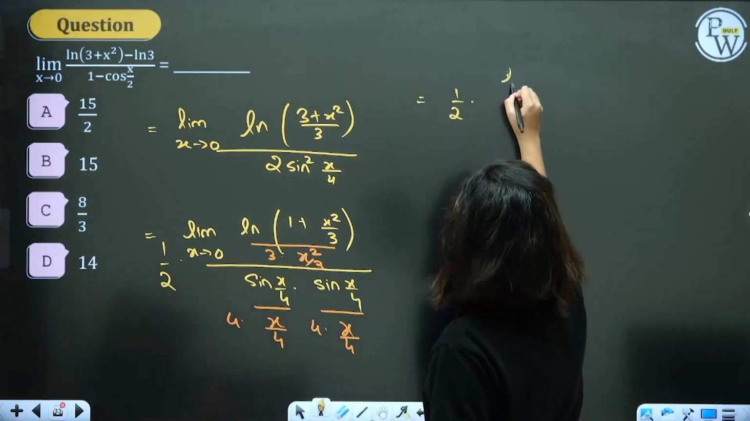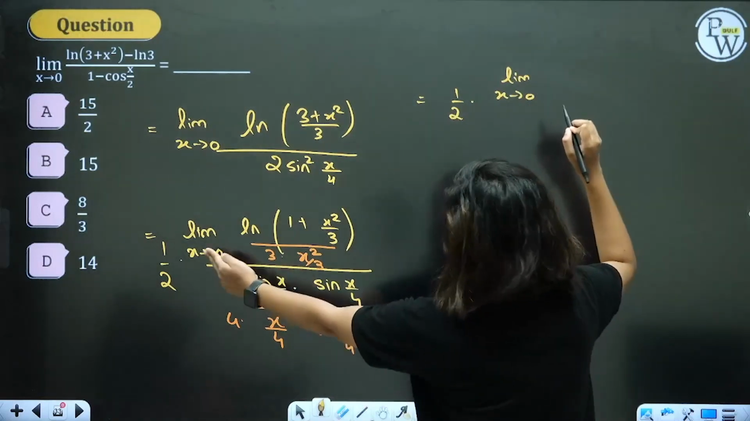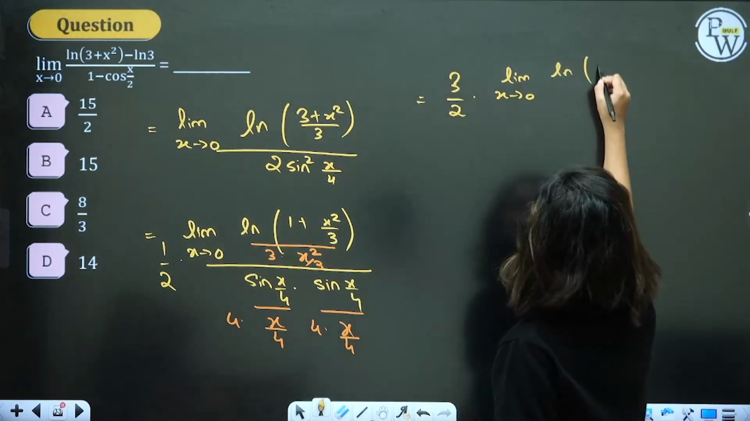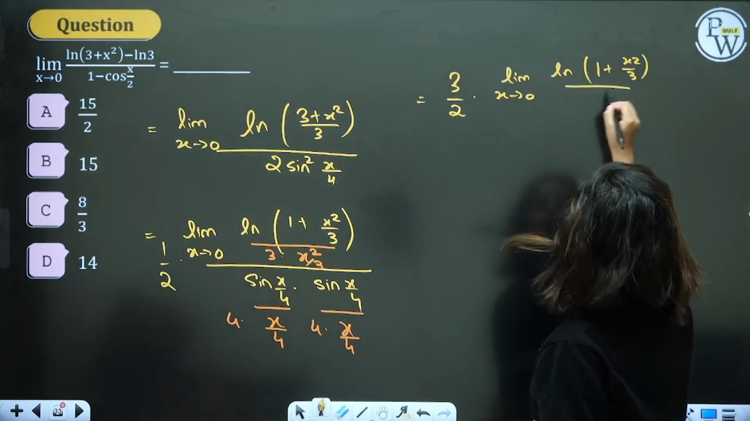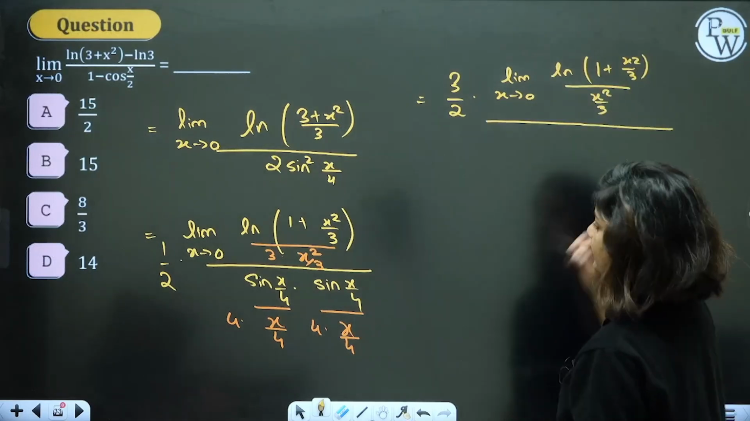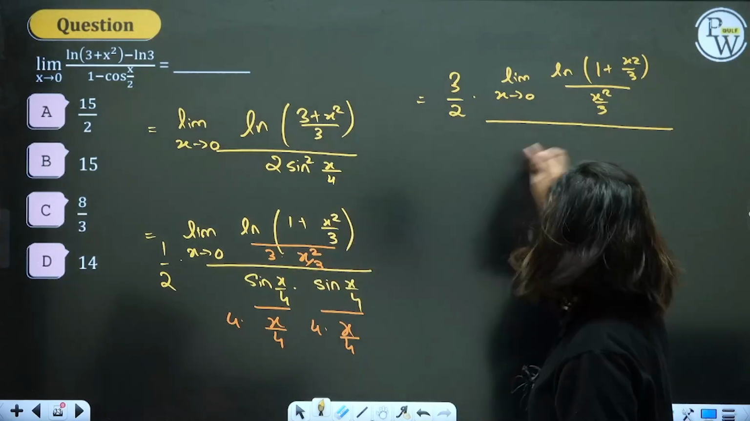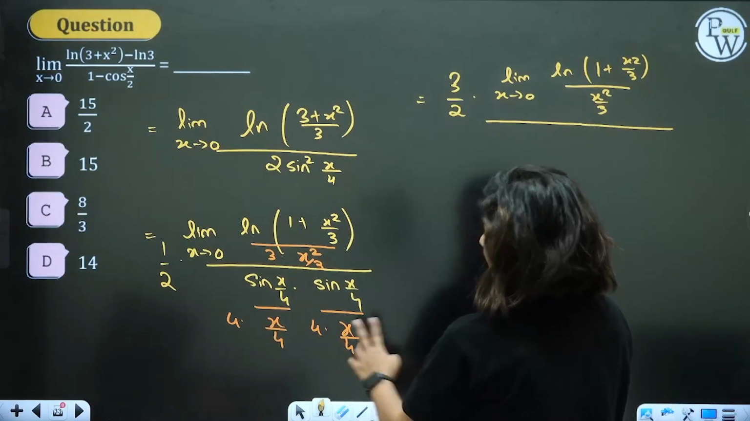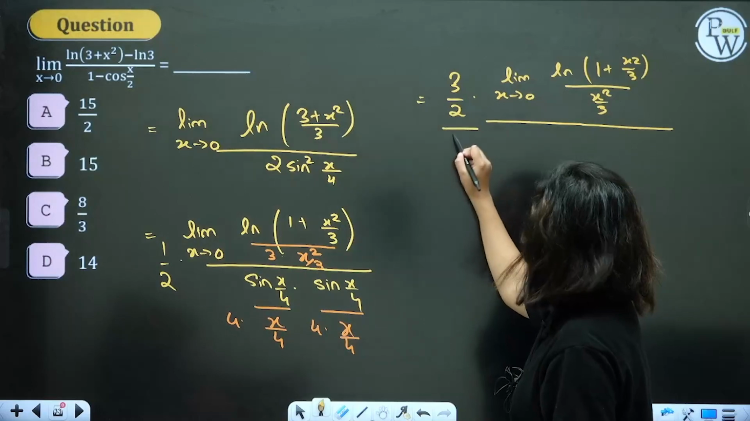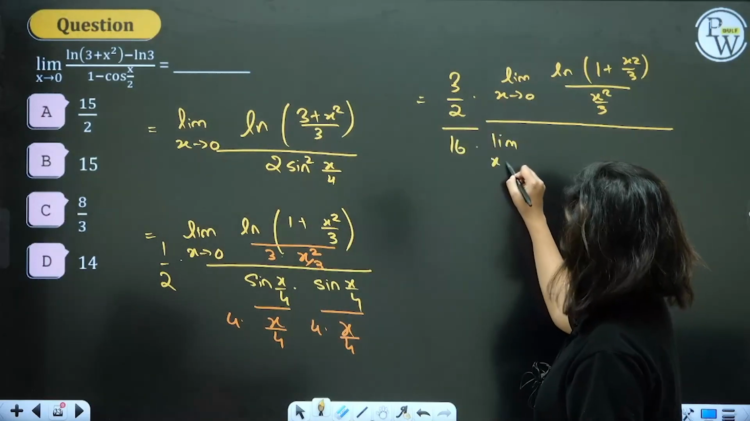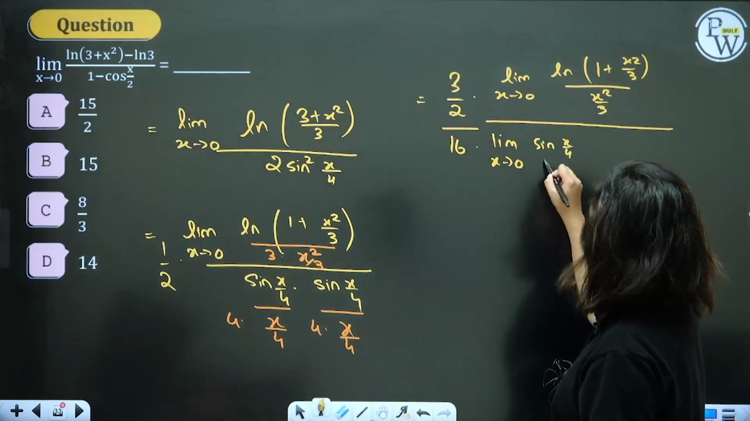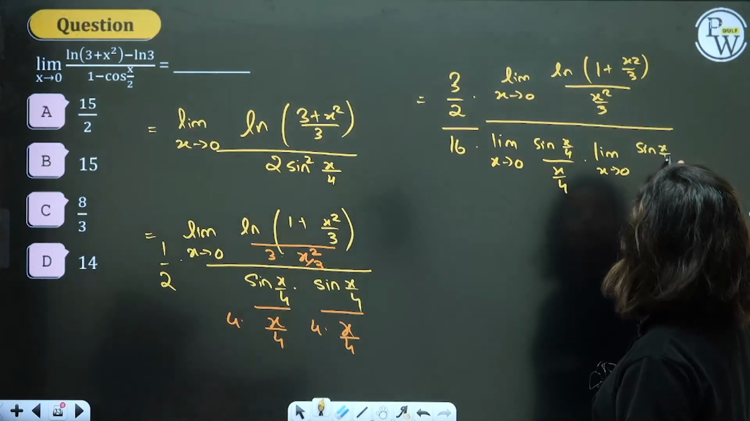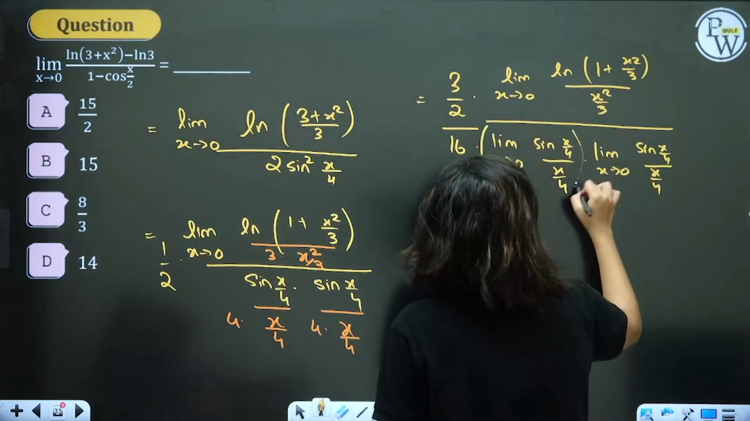1 by 2 is there. Numerator checks out very nicely. This 3 also comes out. So this becomes 3 by 2. Limit ln of 1 plus x square by 3 upon x square by 3 divided with, right? This term and this term, these two terms should be same in order to make a formula. This 4 and 4, 4 4s are 16. Limit x tends to 0, sin of x by 4 upon x by 4 into limit x tends to 0. Very good. You have got the answer.